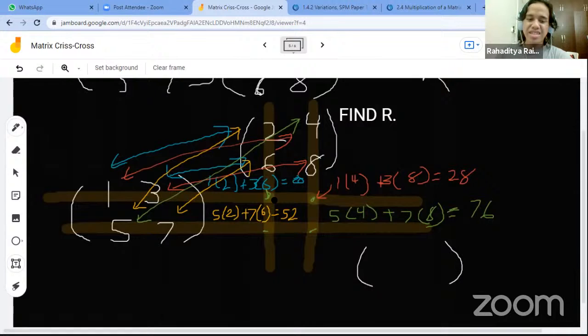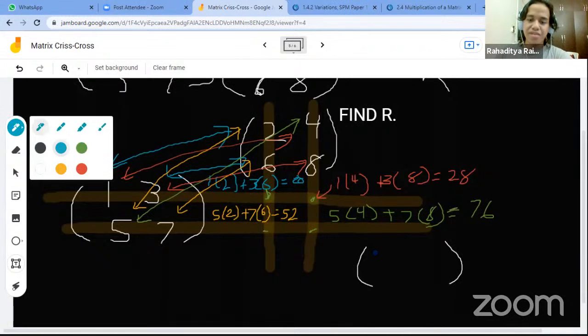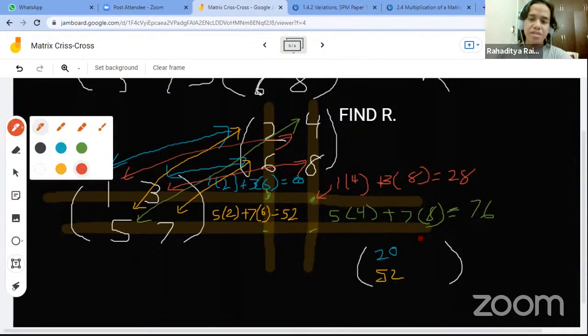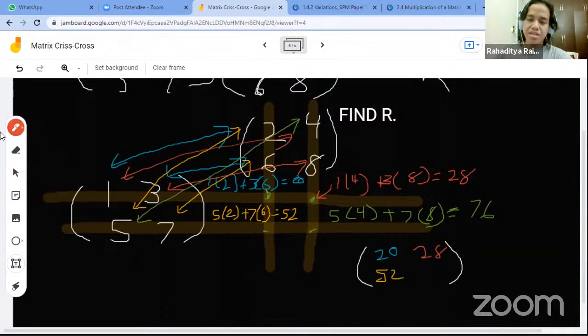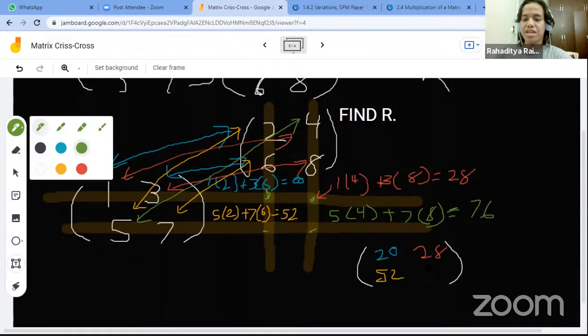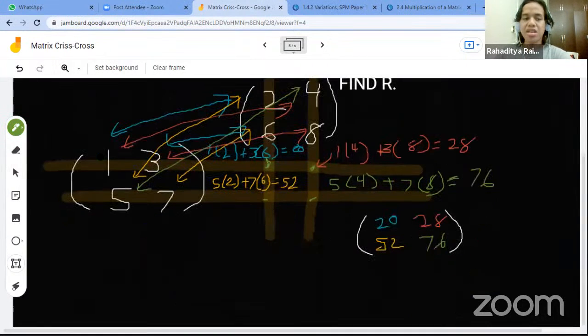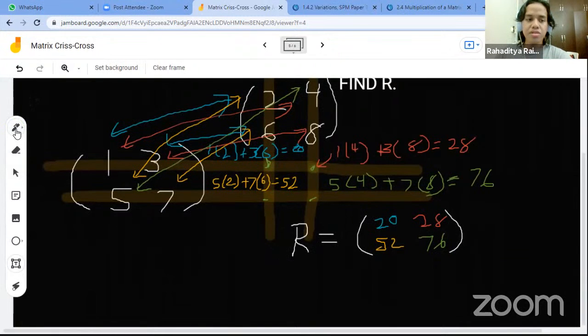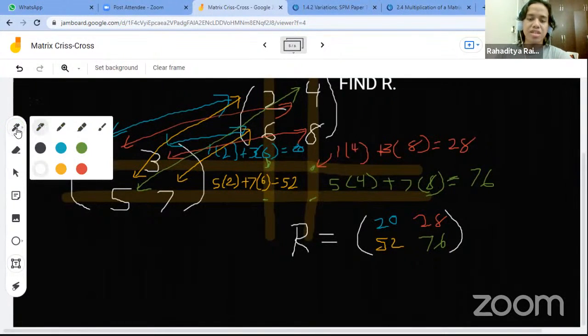So once you have all these values, you put them all into the resulting matrix. So basically all these dots here are actually the location of these elements. So in this case, you have 20 at the top left. We have 52 at the bottom left. We have 28 up here. And we have 76 down here. And that's basically the end of your question. So this is basically what R is. So you can just write R is equal to 20, 52, 28, 76.